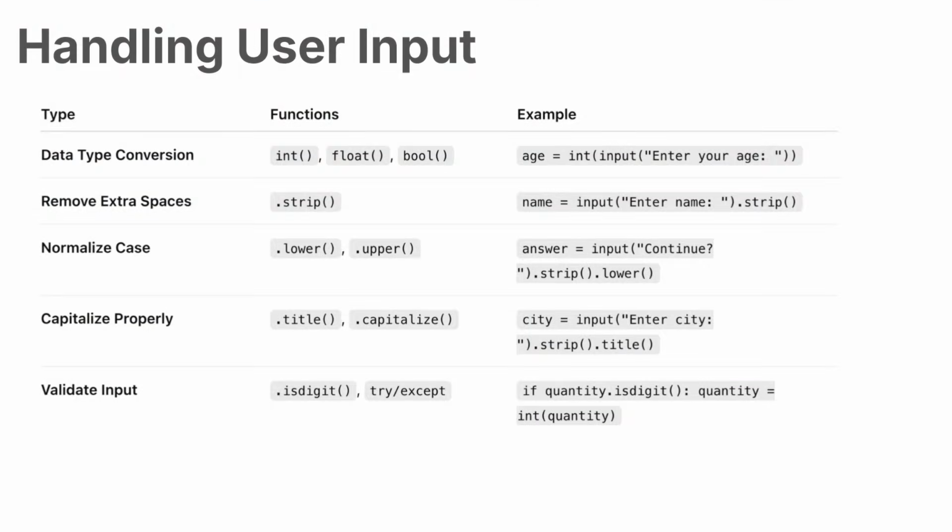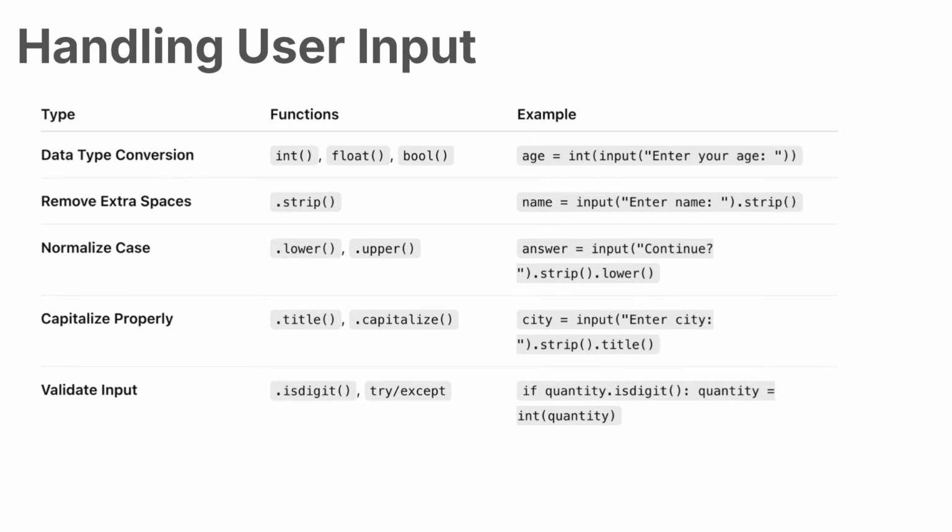Alright, this slide is your quick toolkit for handling user input in Python. Remember, input always gives you text, so the first step is often converting the type. If you're expecting a number, wrap it with int for whole numbers or float for decimals. Next, tidy up what the user typed. People add extra spaces without noticing, so use strip to clean the start and end.